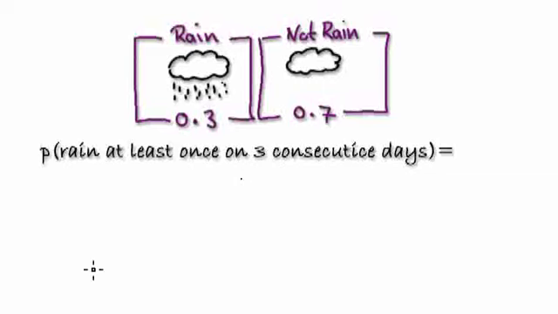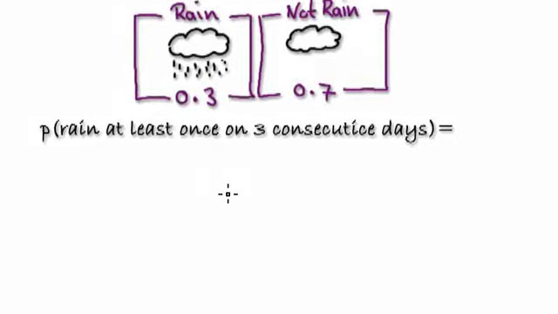We've got 3 consecutive days. So press pause and try and work out the probability of it raining at least once on 3 consecutive days. But by the way, there might be a shortcut. So think about it. Okay. So press pause and have a go.